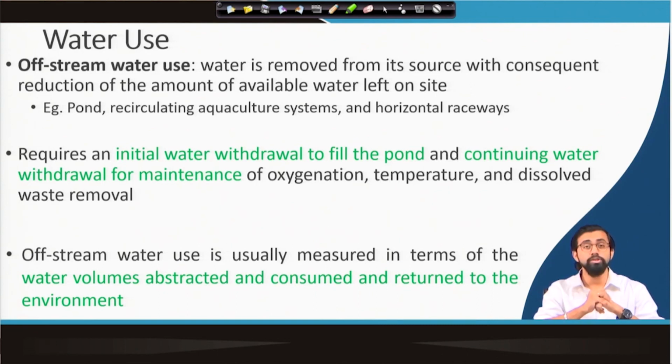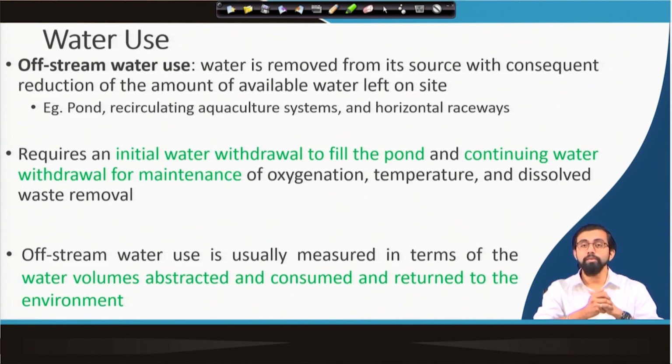As I already discussed, oxygenation is one of the major factors for this kind of upstream water use, because you have to maintain a certain amount of dissolved oxygen for your culture species to survive, and also you have to maintain the temperature. If, suppose, in the summer time the temperature keeps on increasing, what you need to do is supply it with cold fresh water.